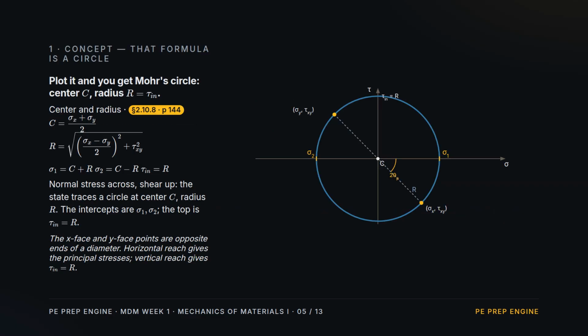Concept 3. That formula is literally a circle. Plot normal stress across, shear up, and the state sweeps a circle. Its center sits at the average normal stress. Its radius is the radical from the principal stress formula. Where the circle crosses the axis, you read the two principal stresses. The top of the circle is the maximum in-plane shear, which is just the radius. Center plus or minus radius for the normals, radius for the shear.